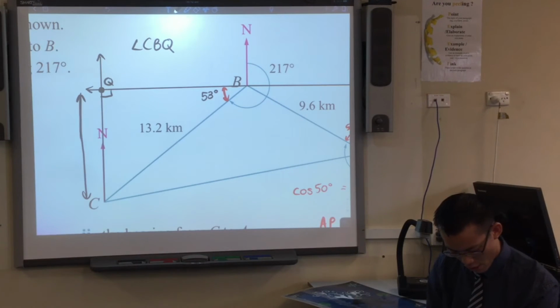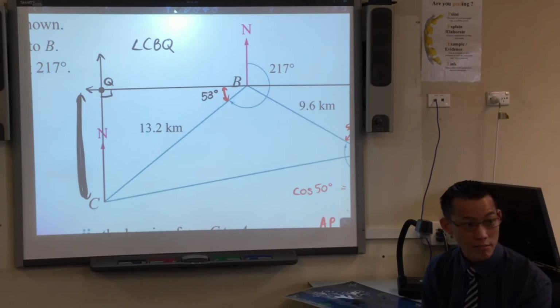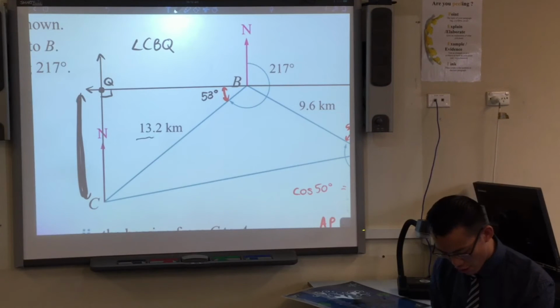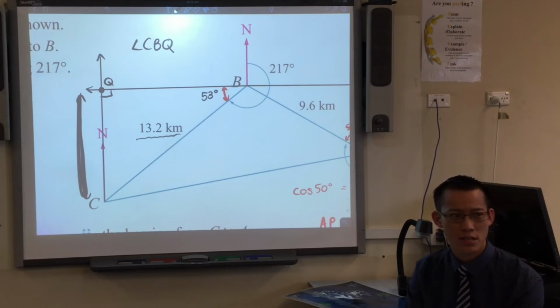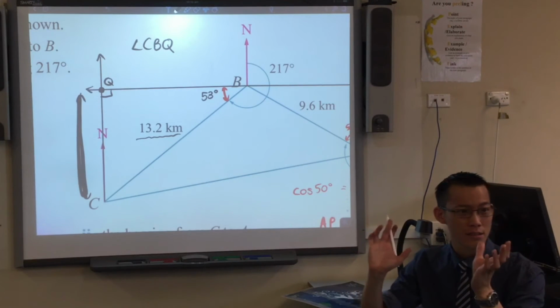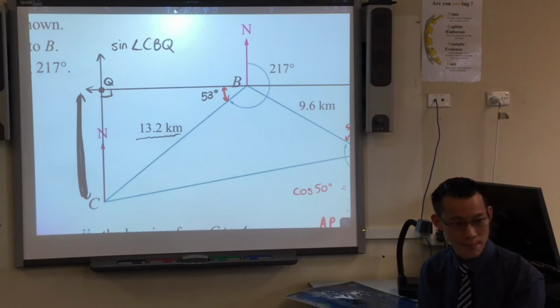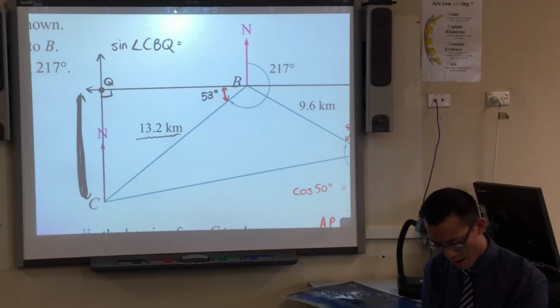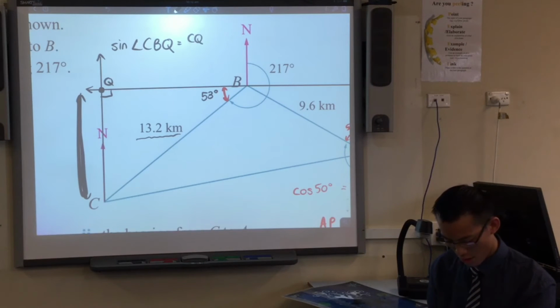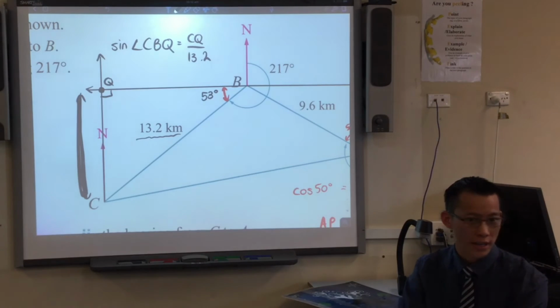I want this side over here, which is opposite the angle. I know this length, 13.2. Which side is it in this triangle? It's the hypotenuse. So opposite and hypotenuse is? Sine. Very good. So sine of CBQ is going to be opposite, which I don't know, on hypotenuse, which I do know. Okay, and then you can go ahead and work out that value.